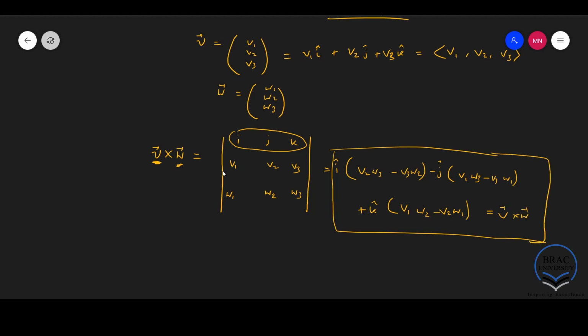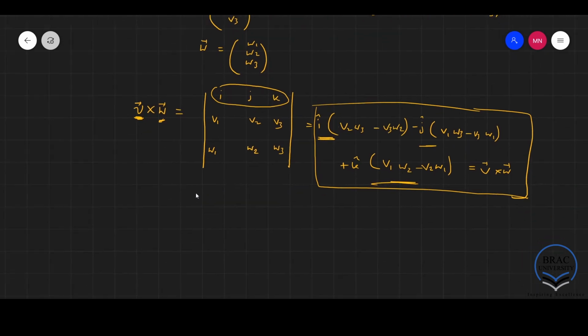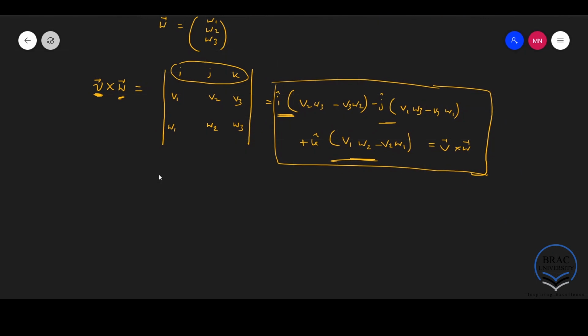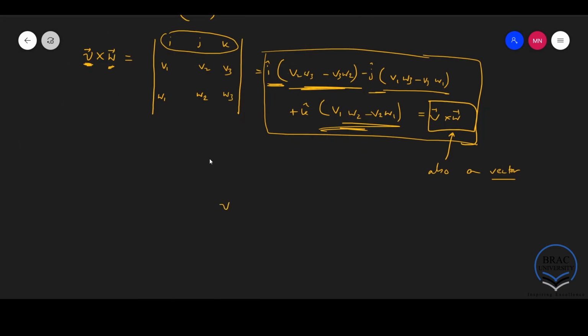And as you can see, we have the components i, j, and k. So this just resembles a vector, right? The cross product of two 3-dimensional vectors also gives us a vector. So this is itself also a vector. And this vector v cross w is orthogonal to both the vectors v and w, right? This vector is orthogonal to both v as well as w.